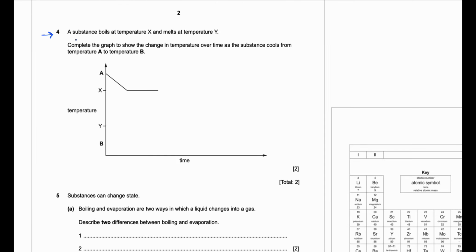Question 4. A substance boils at temperature X and melts at temperature Y. Complete the graph to show the change in temperature over time as the substance cools from a temperature A to temperature B. That's a cooling curve. So from A to X, and then it's constant for some time, and then it goes down until Y, and then it's constant for some time, and then it goes down until B.